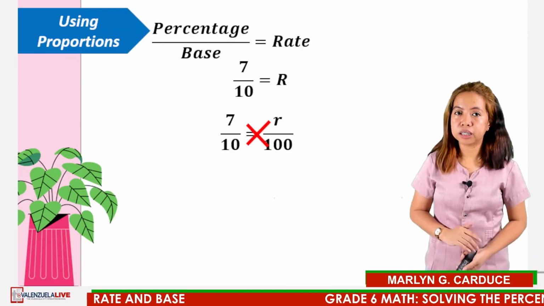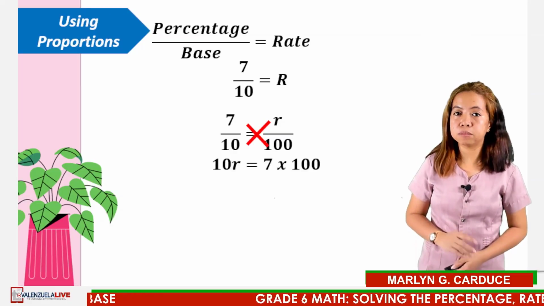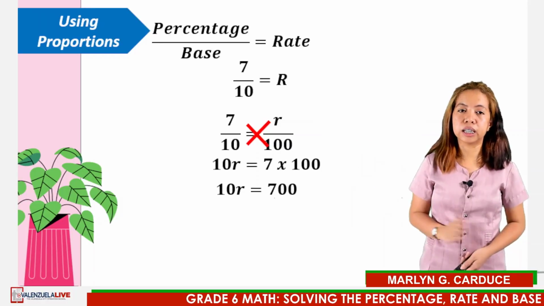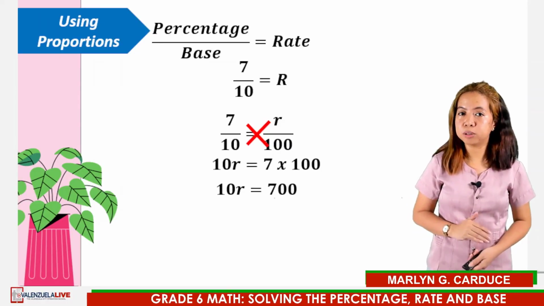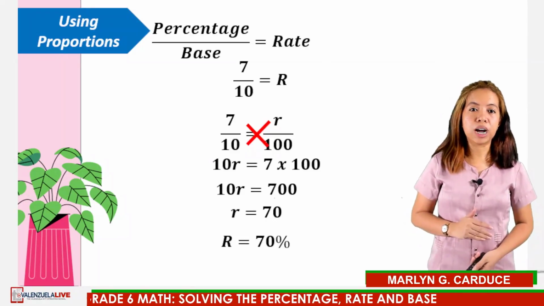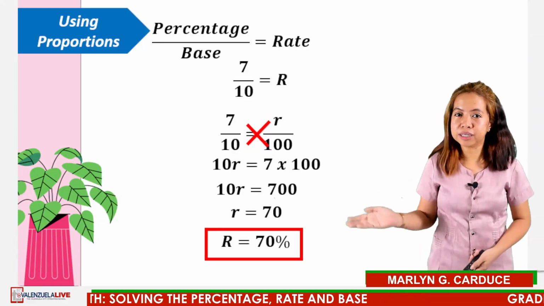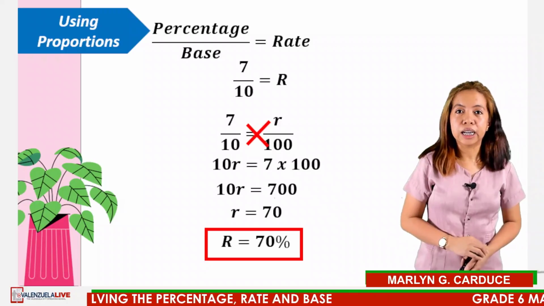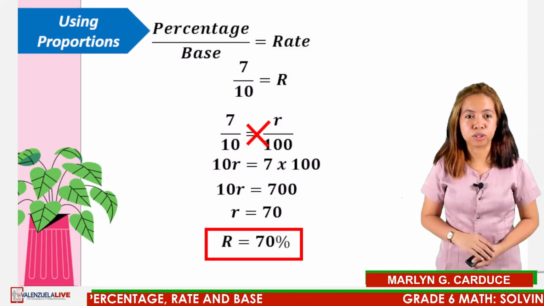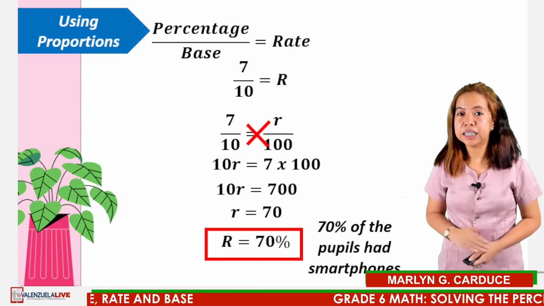Then get the cross product. So 10 times R is equal to 7 times 100. And then 7 times 100, that is 700. And then divide both sides by 10. So R is equal to 70. So our rate will be 70%. And as you can see, we get the same answer using the formula and using the proportion. So therefore, 70% of the pupils had smartphones.